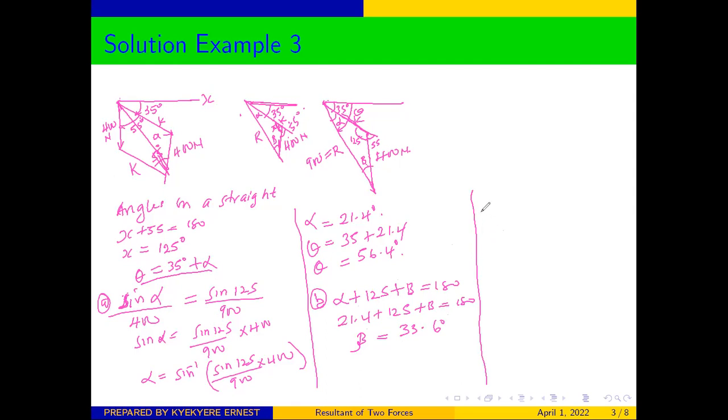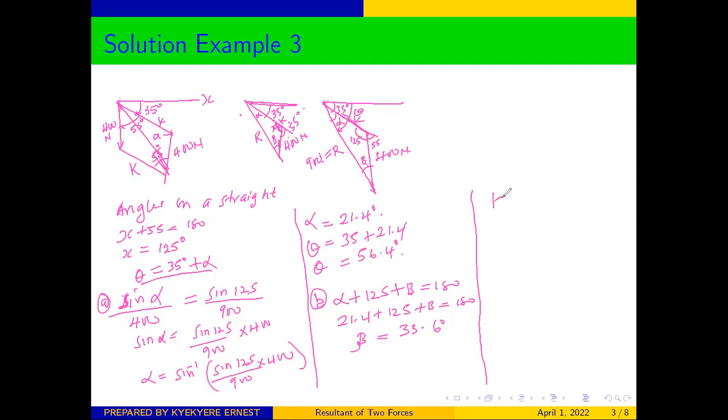Once you have been able to calculate our beta, then from there we can calculate for our K. So we can say that K, this side over the opposite angle, will be equal to the resultant over the opposite angle.